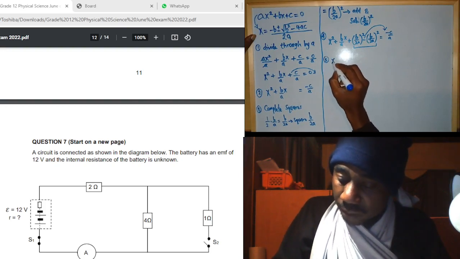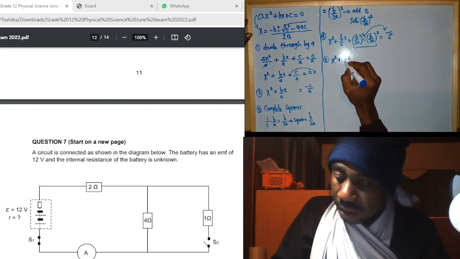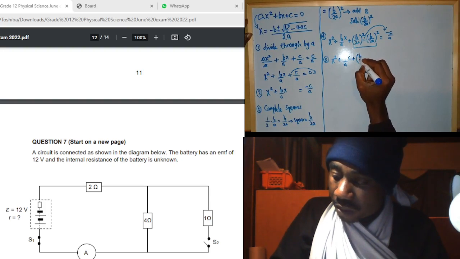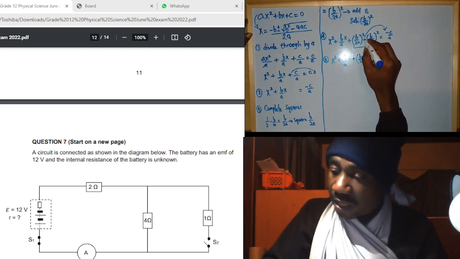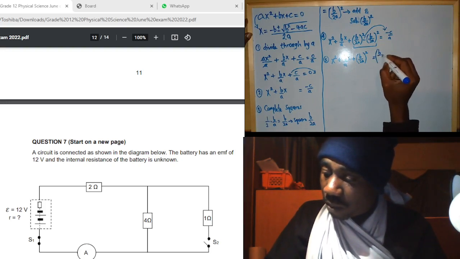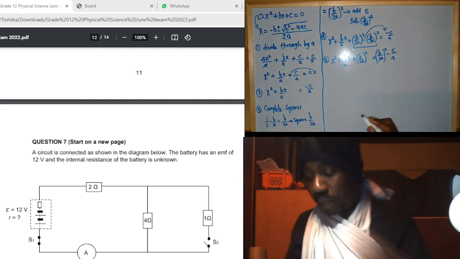We have x squared plus bx over a, then plus b over 2a all squared equals, by the time this negative comes to this side, it becomes positive, b over 2a all squared, then minus c over a.